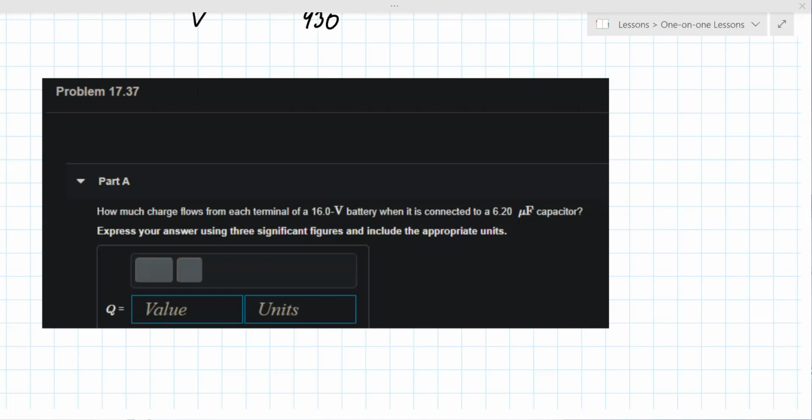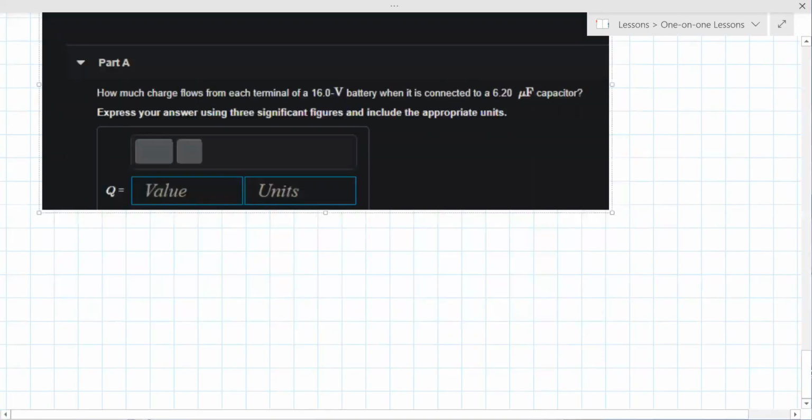Yeah, so the formula here is Q equals C times V. We're trying to find Q. C is given, that's the capacitance, that's the 6.2 times 10 to the minus 6 microfarads, converting that to farads, and then volts times 16. That was not bad. It's just a one-step equation.